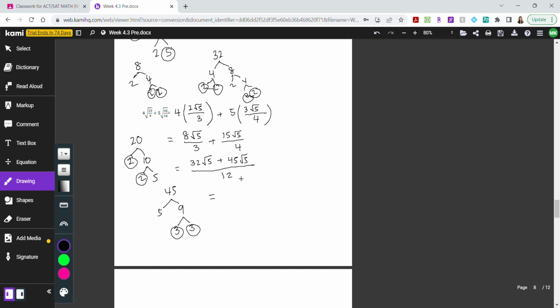All right, now from here, because they are both square root 5, which means they're the same species, we can just add the coefficients, which are 32 plus 45, to give us 77 square root 5 over 12. And that will be the answer. All right, not too scary.